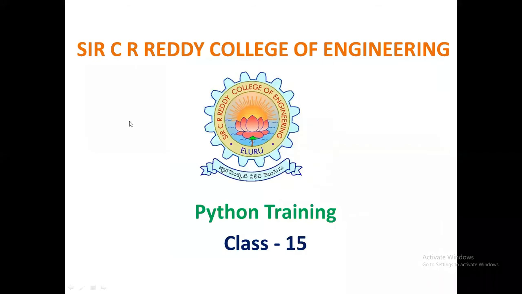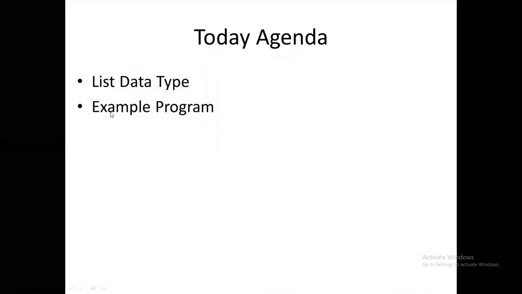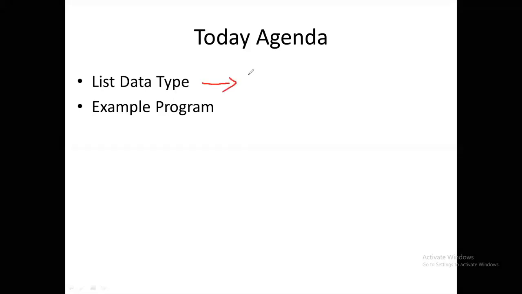In the previous class, we discussed the string data type. In today's class, we are going to discuss the list data type. List data type is very important. When you are writing any coding problem, you are going to use lists in your programs very frequently. Compared to the remaining data types, string and list are the two most important. In today's class, we will discuss the list data type, different list methods, and see one example program.